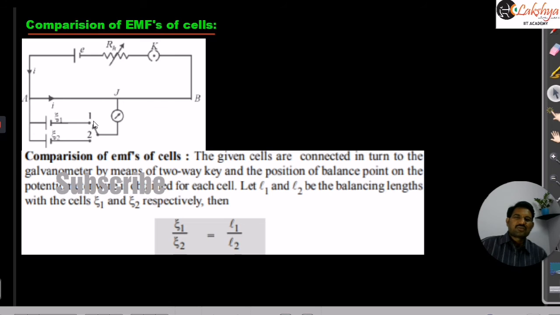So that means by connecting here, E1 is connected in the circuit, then E2 is excluded from the circuit. Then if you change this key from here to here, E2 will be included in the circuit. So if L1 and L2 are the respective balancing lengths, by using our principle of potentiometer, which is nothing but E is directly proportional to L, we can write E1 by E2 is equal to L1 by L2. So it is a comparison of EMF of the two cells.